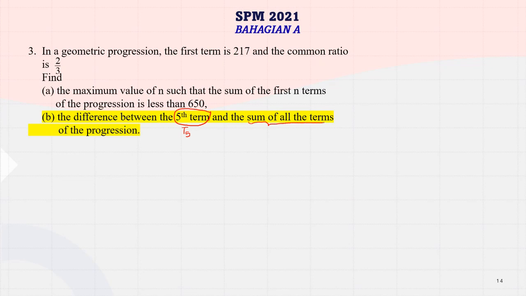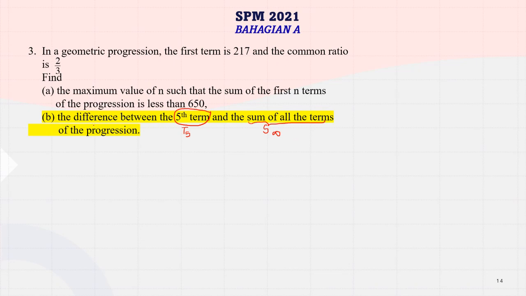Remember, this is GP and this is the sum. And we don't know how many terms this sequence has. And because it keeps repeating, we keep multiplying the number with 2/3, 2/3, 2/3. We're not sure until when it stops. So we note that as infinity. Undefined kan? So as infinity.